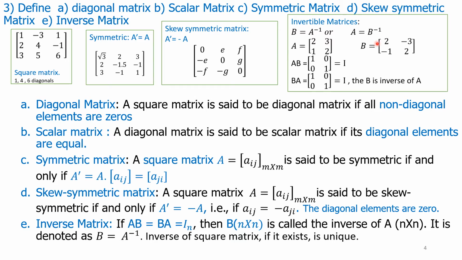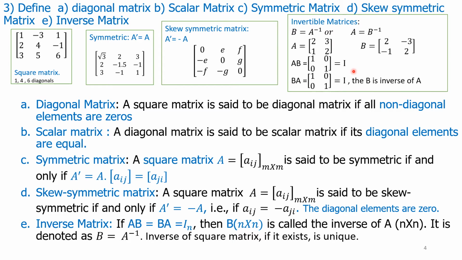So let us find out AB. Multiply using the normal multiplication rules. Therefore, AB becomes [1, 0; 0, 1]. This matrix is called I. This is denoted by the letter I.